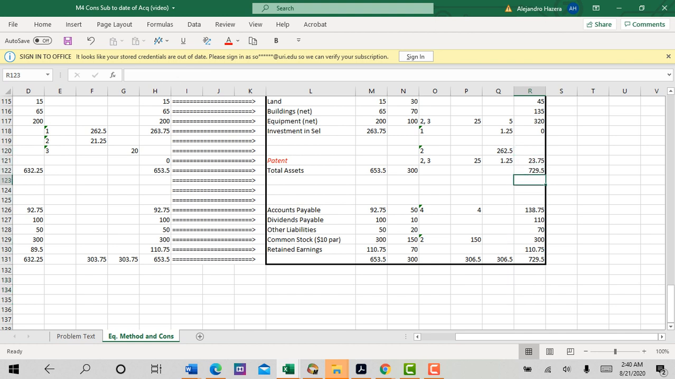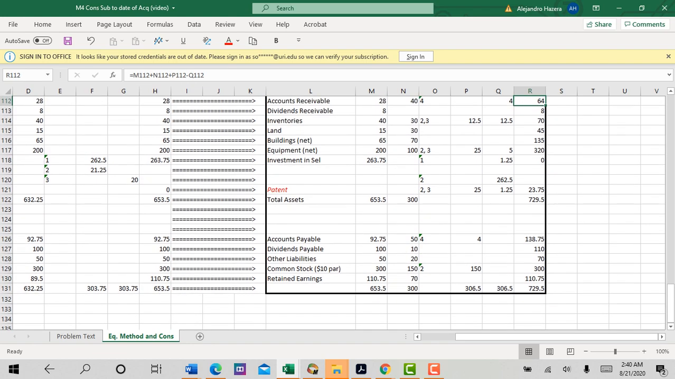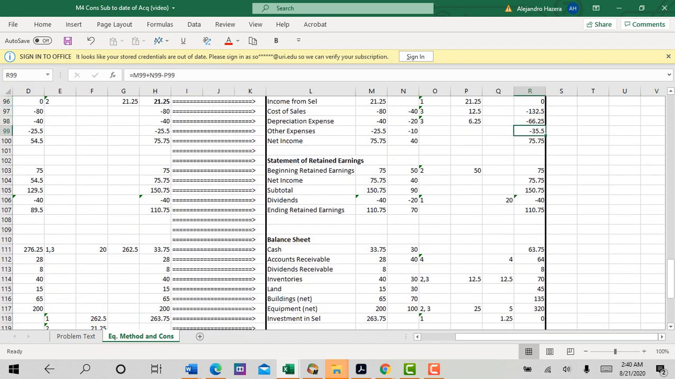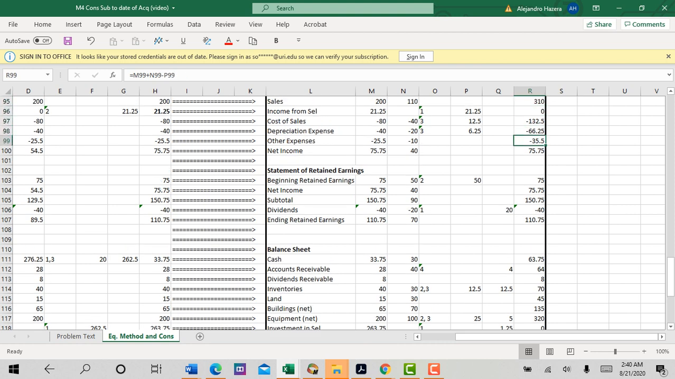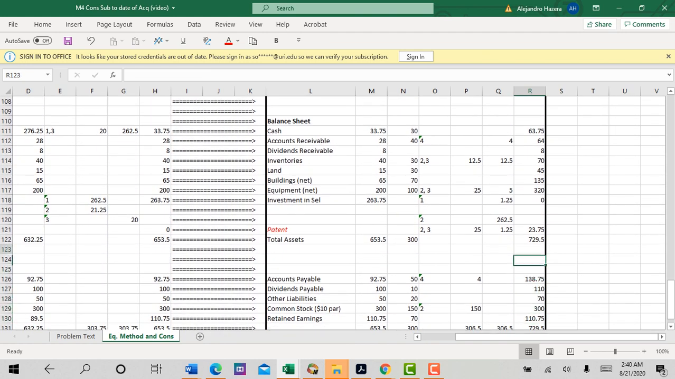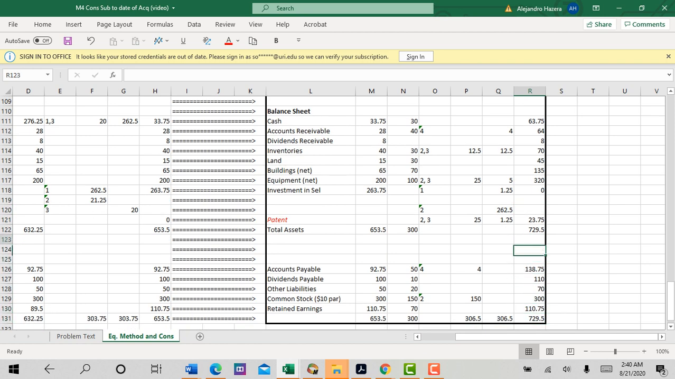But just to recall a couple of things. Number one is that the parent's net income should always be equal to the consolidated income. Same thing for ending retained earnings. The one statement for which that won't be true is the balance sheet. The balance sheet always changes, but the balance sheet should balance, and it balances at 729.5.